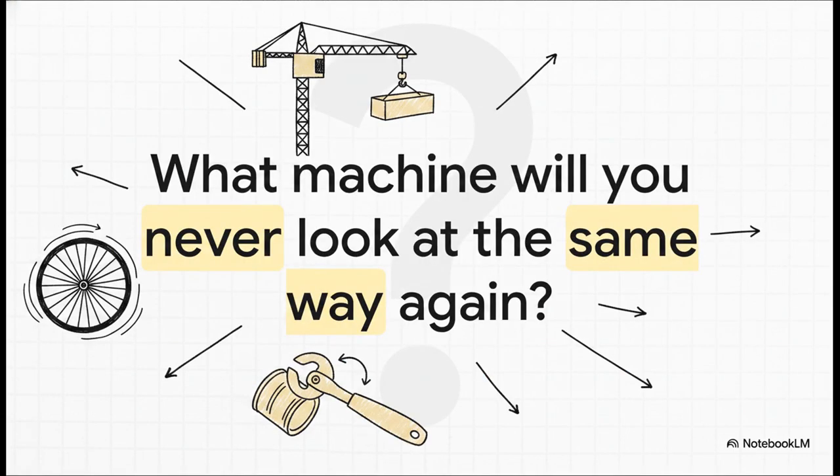So, the next time you see a bicycle wheel spinning down the street, or a construction crane lifting a steel beam, or even just a simple can opener working in your kitchen, maybe you'll see it a little differently. You can now spot that hidden language of physics in action, the translation, the rotation, and that elegant combination of both that truly makes our world move.